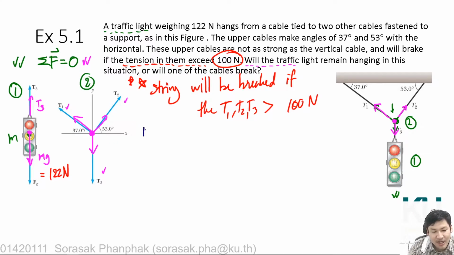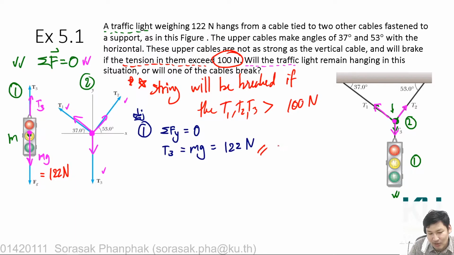So you have to check all these forces. From the first object, when you look at this traffic light, you see the upward force is balanced. There's no force in the horizontal, forward or backward direction. So you have sigma Fy equal to 0 for the first object. With this case, you see T3 is equal to your mg, which is 122 Newton. This looks serious, right? So this is in danger.